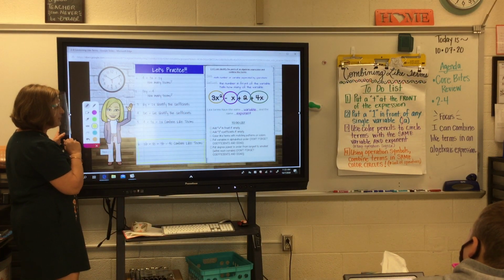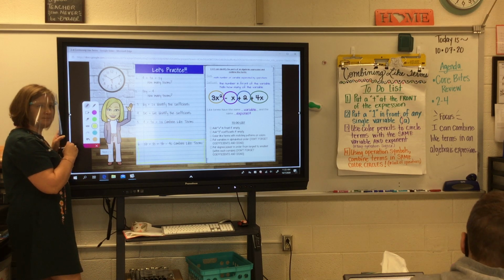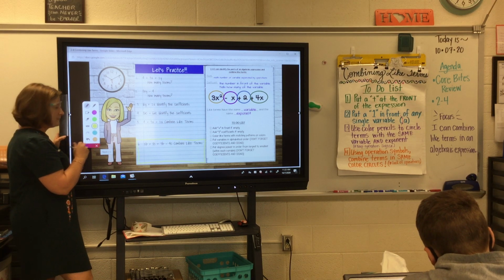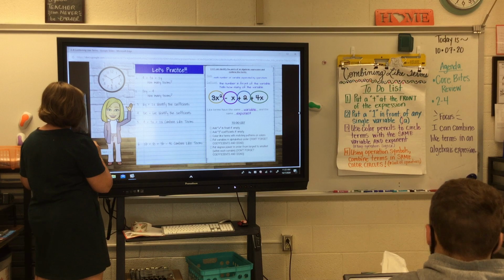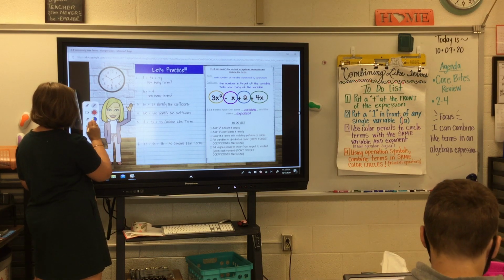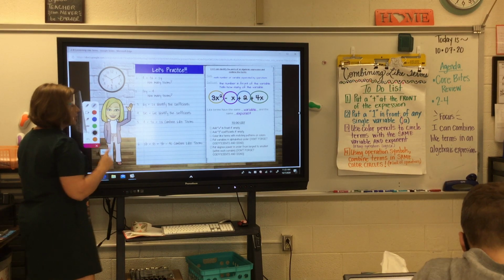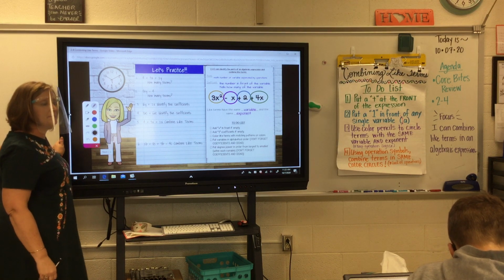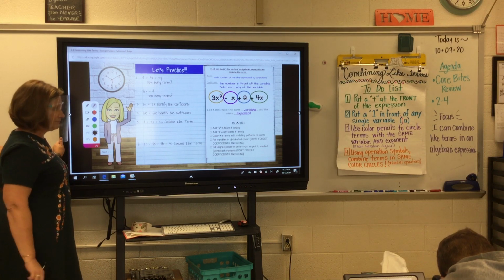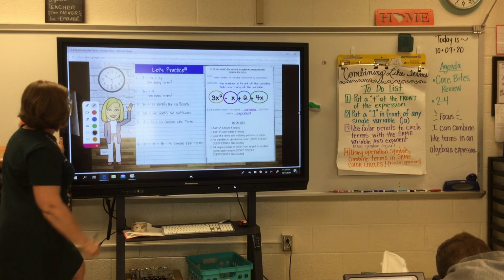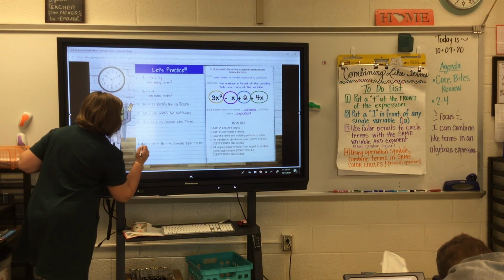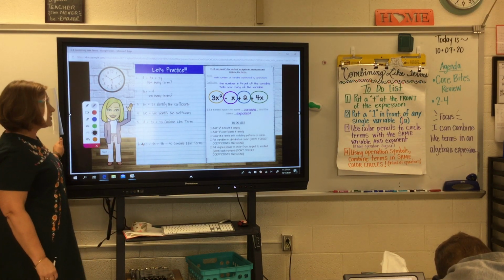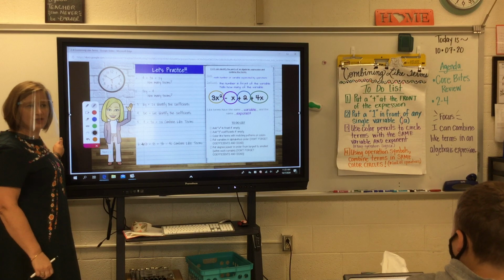All right, I want you to pick yellow. Step 1 tells me to do what? Put a plus sign at the front of the expression. Step 2 tells us to do what?